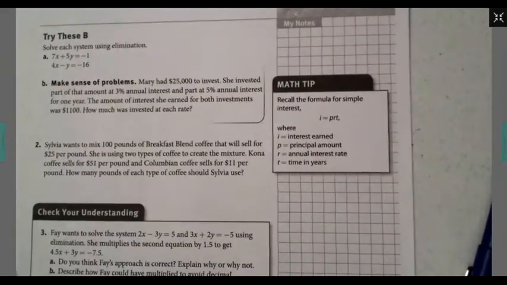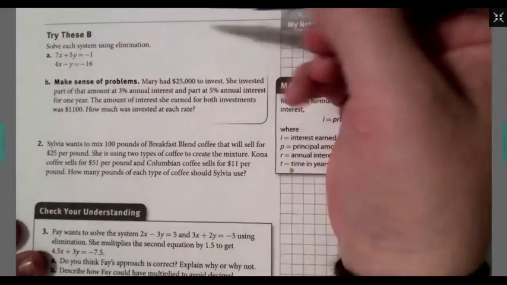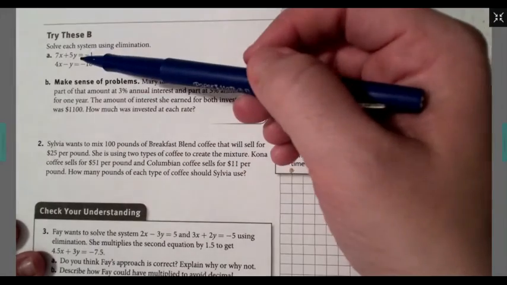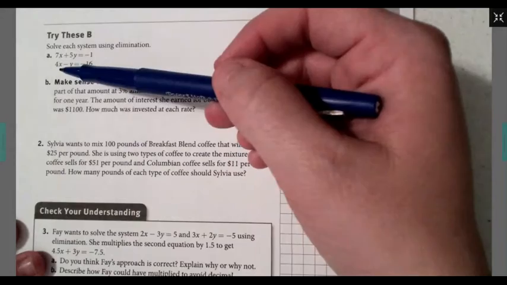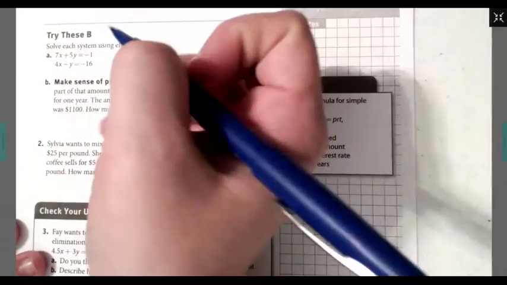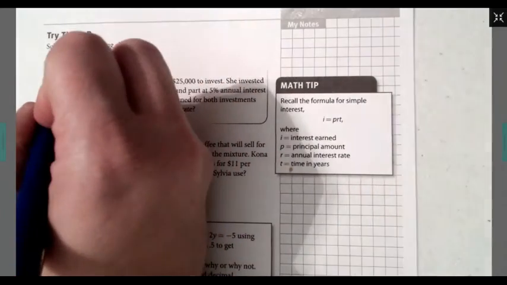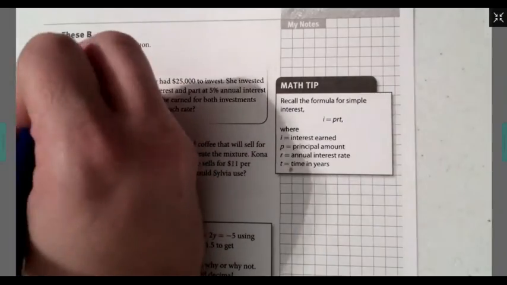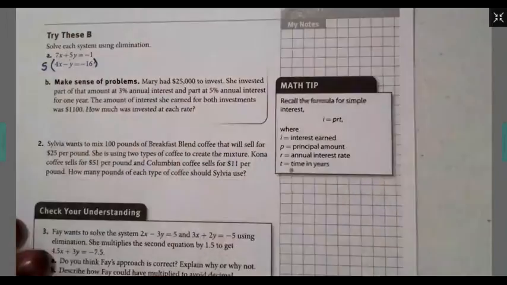Let's take a look at Try These B. It says, solve each system using elimination. 7x plus 5y equals -1, and 4x minus y equals -16. So I already see opposite signs here. So I have a 5 here and a 1 here. All I would need to do is multiply this bottom equation by 5 and keep the top equation as it is.